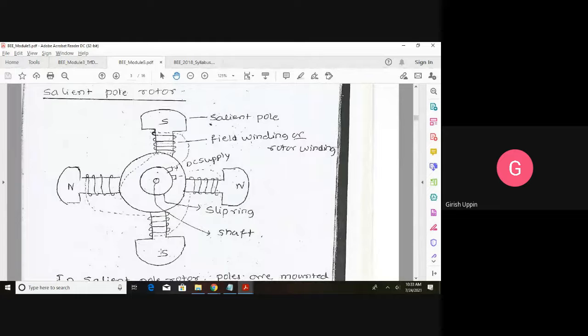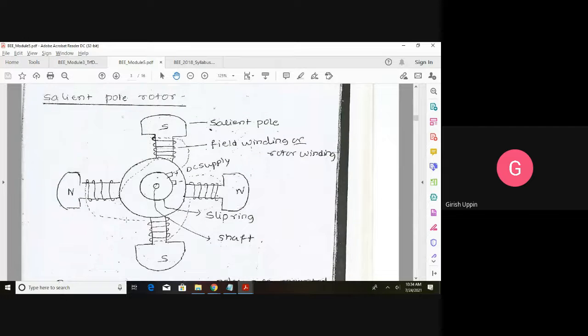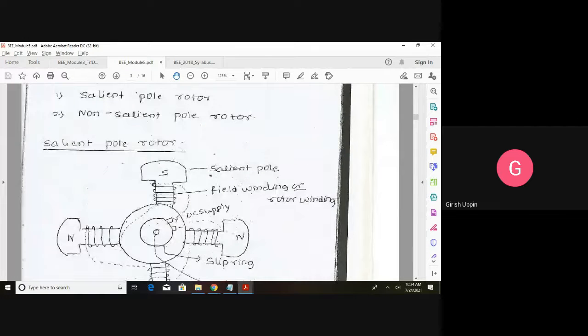In the exam, they might ask you the question, explain the constructional details of an alternator, or they might say give the construction of a salient pole alternator. Most commonly, whenever they ask this question, people will just give the rotor and give the explanation. But when we say alternator, you have to give the details of the stator as well.